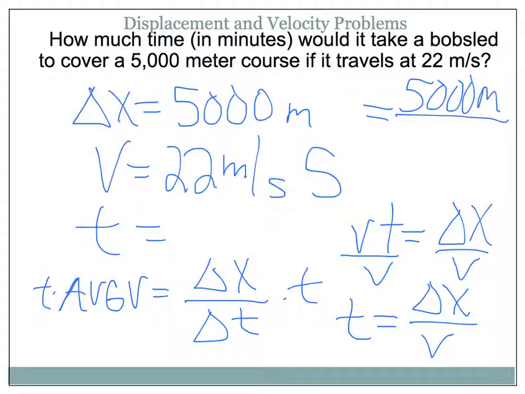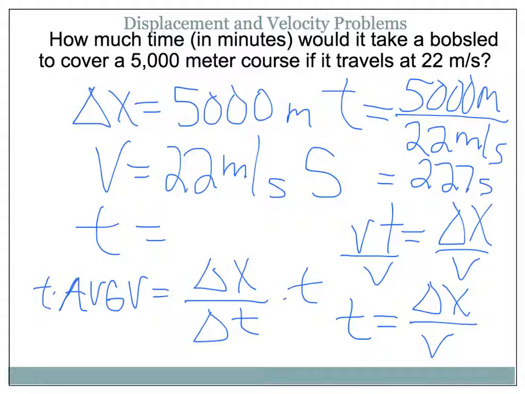The velocity is 22 meters per second. Trying to solve for time. So 5,000 divided by 22 meters per second is 227 seconds. Now we have a bit of a problem because the question says to solve for how many minutes and not seconds. So what do we need to do with those seconds? We need to take them and convert them to minutes.